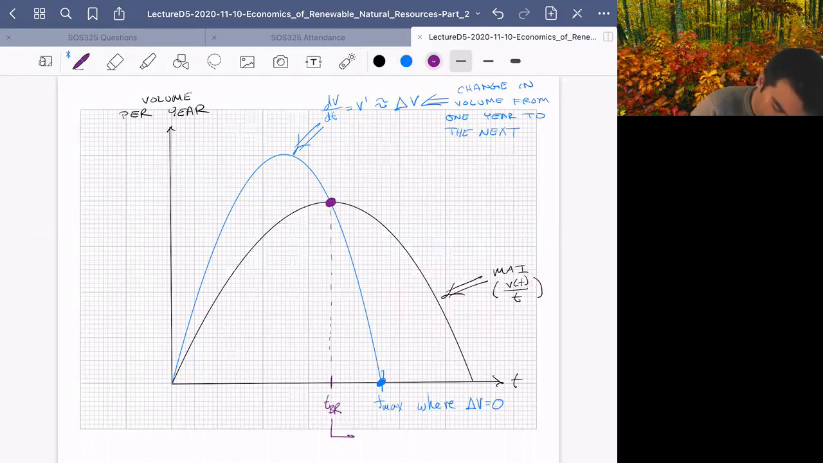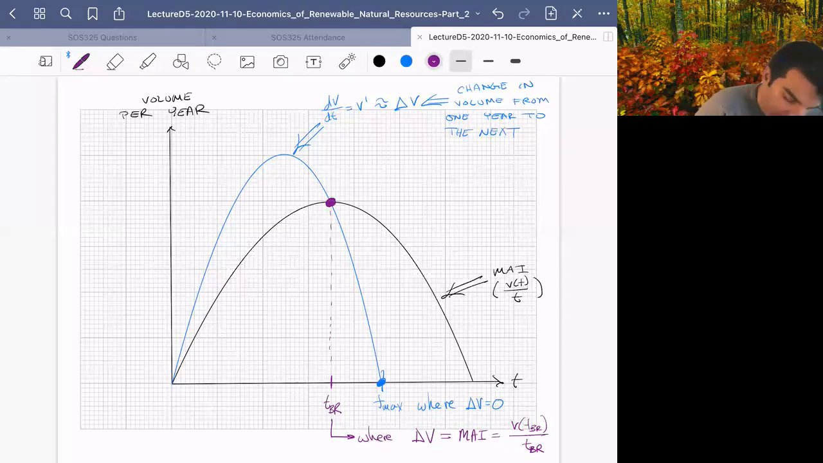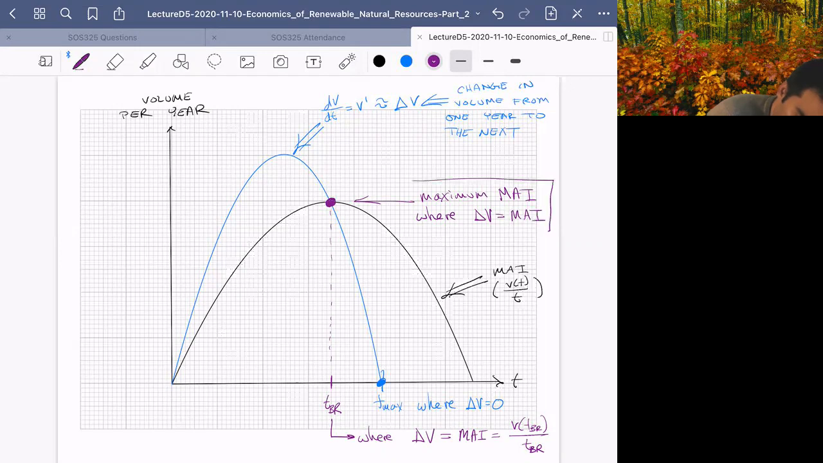And that is where delta V is equal to MAI, which is just V(T) over T. And so the biological rotation happens to occur at the maximum MAI, where delta V is equal to MAI. And if you think that through, it kind of makes sense why that is the case.